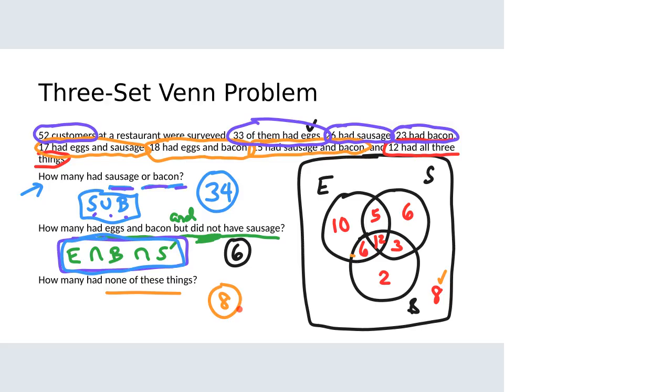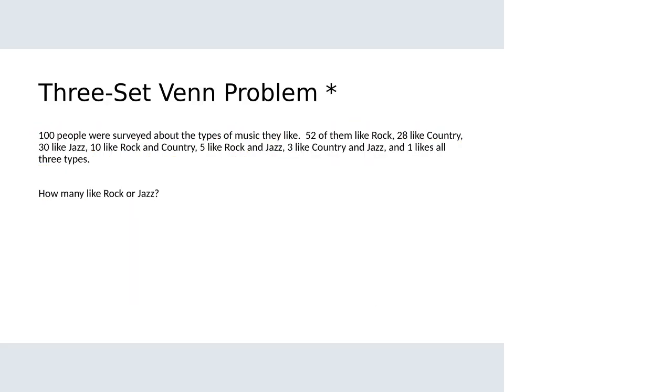Okay. Up next, I'm going to let you try one, a 3-set Venn problem, start to finish. 100 people were surveyed about the types of music they like. 52 like rock, 28 like country, 30 like jazz, 10 like rock and country, 5 like rock and jazz, 3 like country and jazz, and 1 likes all 3 types of music. Don't think about this question yet. We'll get there. The first thing I want you to do is draw the diagram.